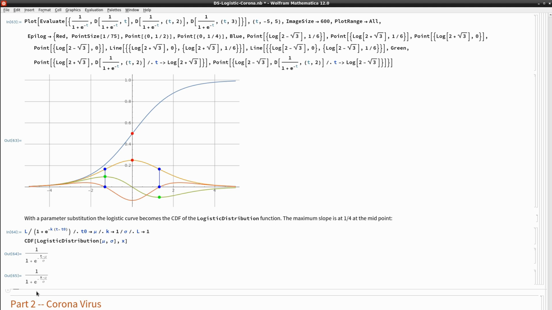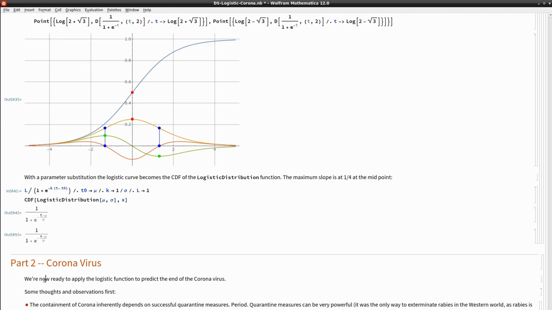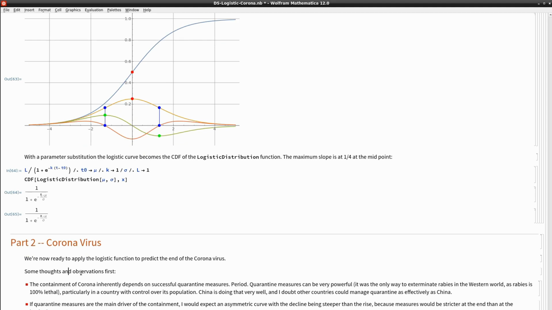All right, so in the second part, let's look at the actual data now. We're now ready to apply the logistic function to predict the end of Corona. I start with some thoughts and observations first. The containment of Corona inherently depends on the successful quarantine measures, just period. It is the only way to get a hold of this.